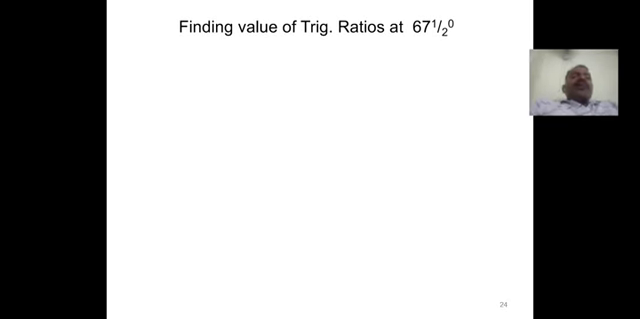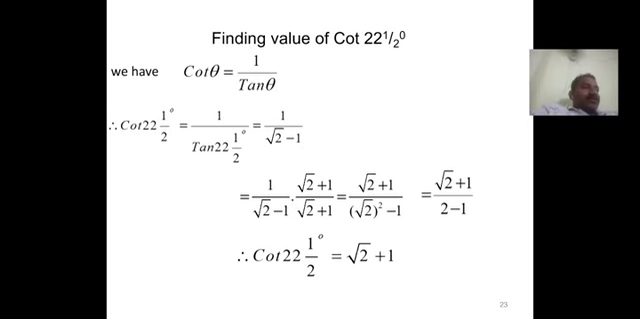Now I repeat all the trigonometric ratios for 22 and a half degrees. Sine 22 and a half is square root of (root 2 minus 1) by 2 root 2. Cos 22 and a half is square root of (root 2 plus 1) by 2 root 2. Tan 22 and a half is root 2 minus 1. Cot 22 and a half is root 2 plus 1. These are the trigonometric ratios for 22 and a half.